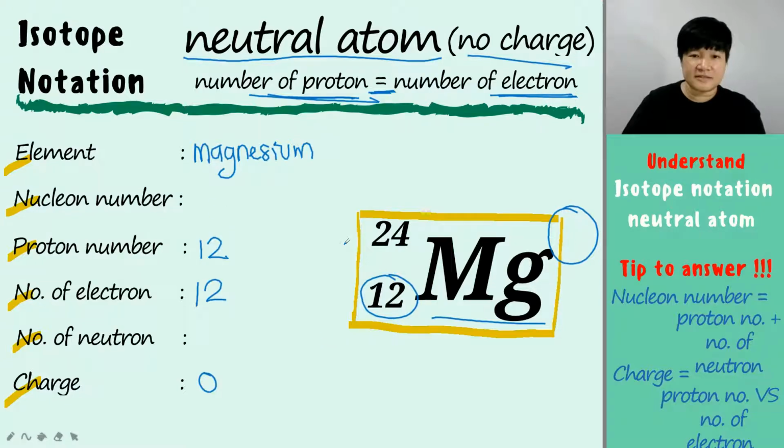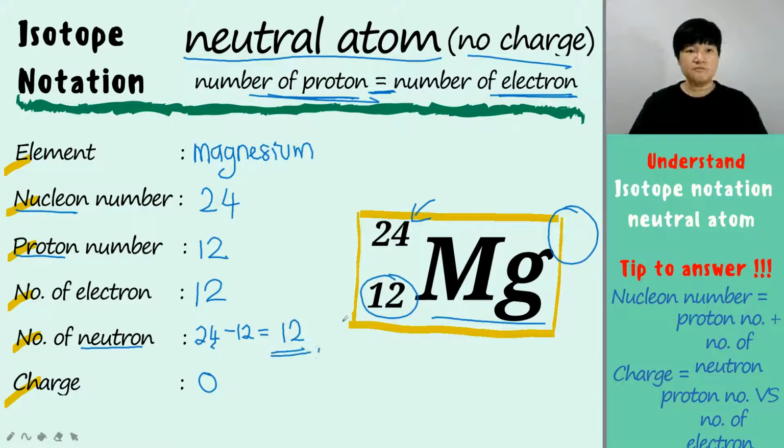Simple. Next, on top of your proton number, that is your nucleon number. So your nucleon number over here is 24. And your number of neutrons is your nucleon number minus proton number. Remember, nucleon number is the proton number plus the number of neutrons. So vice versa, to get the number of neutrons, 24 minus 12. Therefore, your number of neutrons is 12. Simple? Easy.